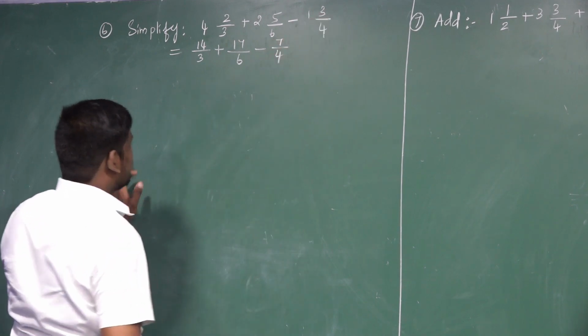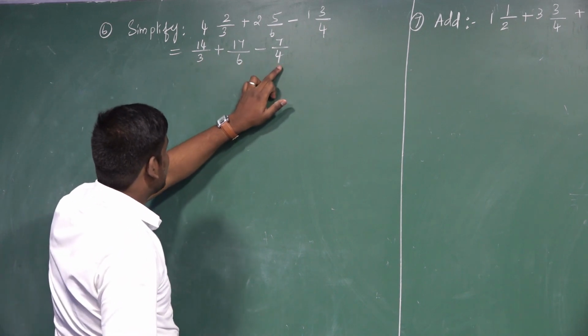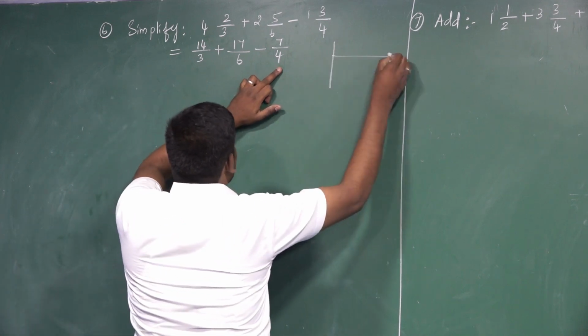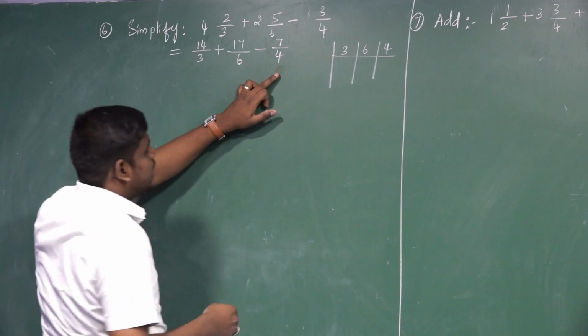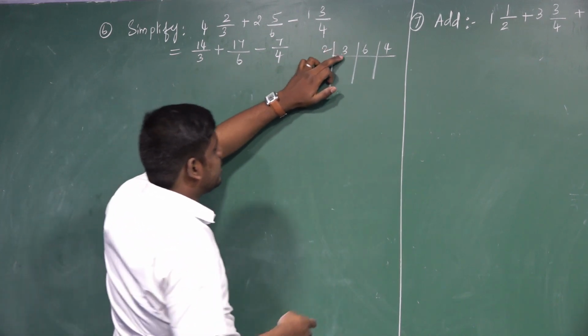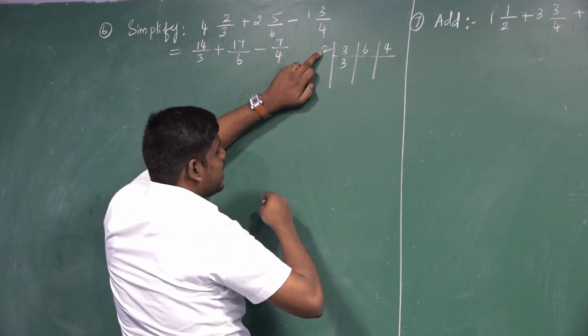7 by 4. See, all the denominators here are different. So we have to find the LCM. So we write 3, 6, 4. See 2. 2 is not divisible by 3. So we write as it is. 6 is divisible by 2.